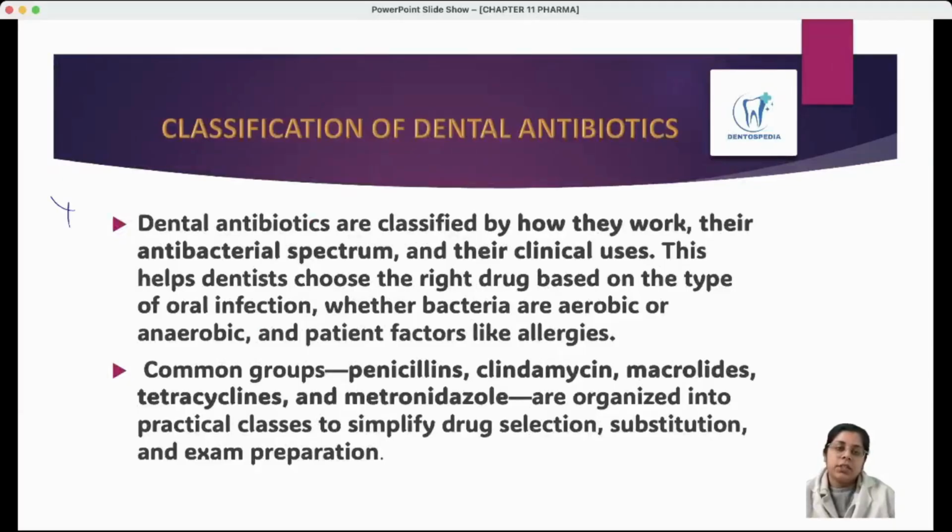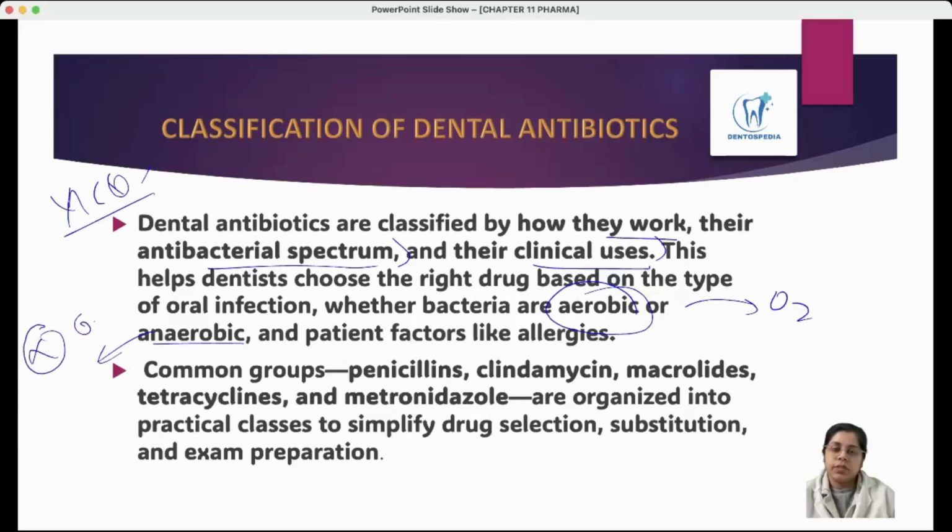Now, classification, this is very important. MCQs can be asked. Dental antibiotics are classified by how they work, their antibiotic spectrum, and their clinical use. This helps dentists choose the right drug based on the type of oral infection, whether the bacteria is aerobic, that is, they need oxygen for survival, or anaerobic, that is, they don't need oxygen for survival, and patient factors like allergies. The common groups of antibiotics, penicillin, clindamycin, macrolides, tetracycline, and metronidazole, are organized into practical classes to simplify drug selection, substitution, and examination preparation.